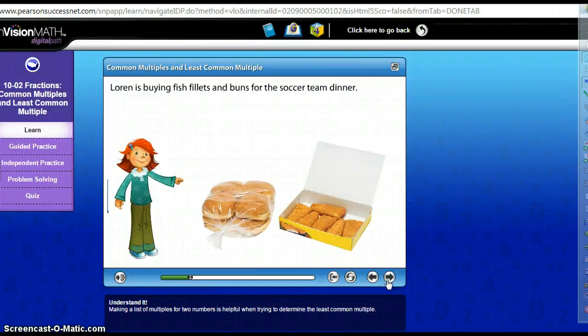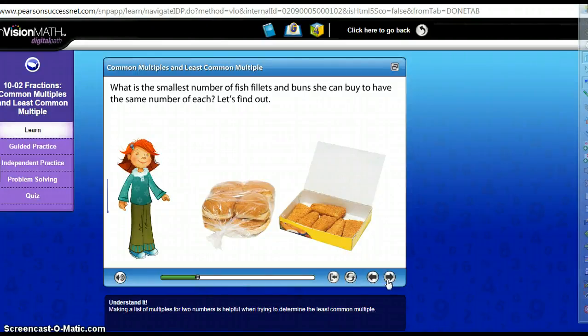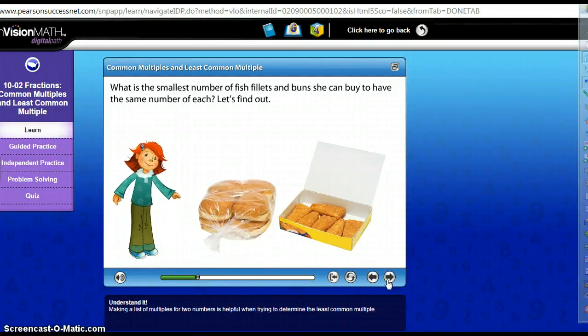Lauren is buying fish fillets and buns for the soccer team dinner. What is the smallest number of fish fillets and buns she can buy to have the same number of each? Let's find out.